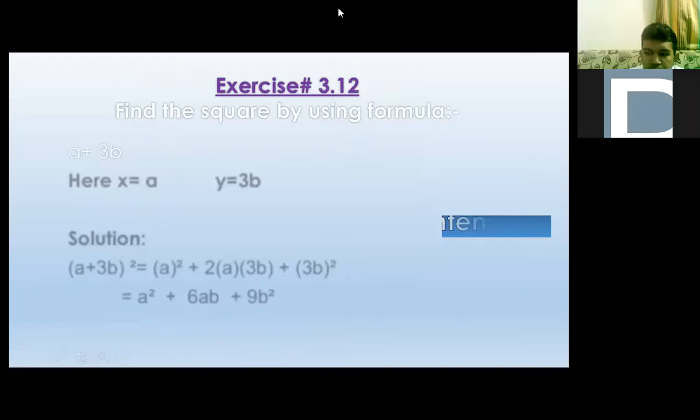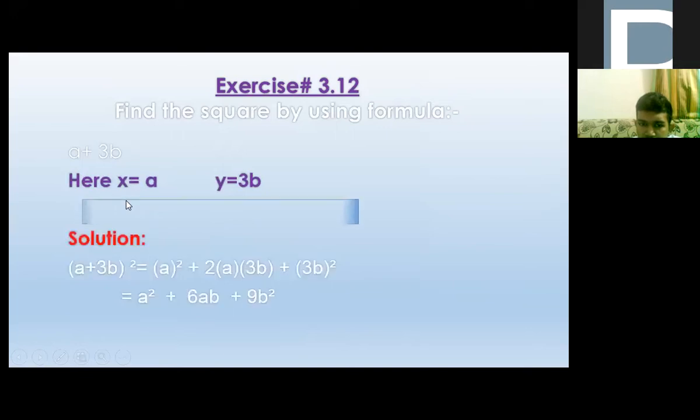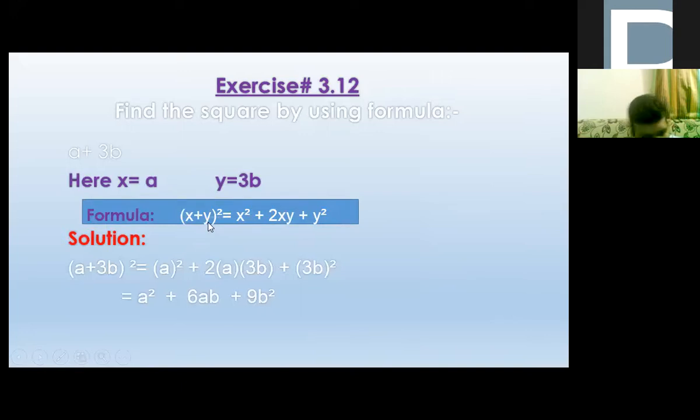First, let me tell you about this question. Bete, find the square by using the formula. For this question, we have to check whether there is a plus sign or minus sign. Here in this question, we can see that a plus 3b is there. That means we have to use the formula for plus. What is the formula? The formula is x plus y whole square is equals to x square plus 2xy plus y square.